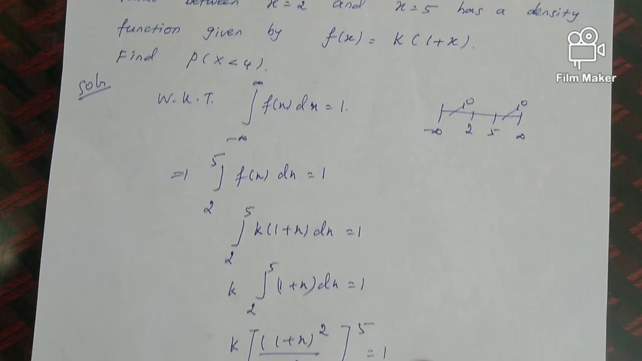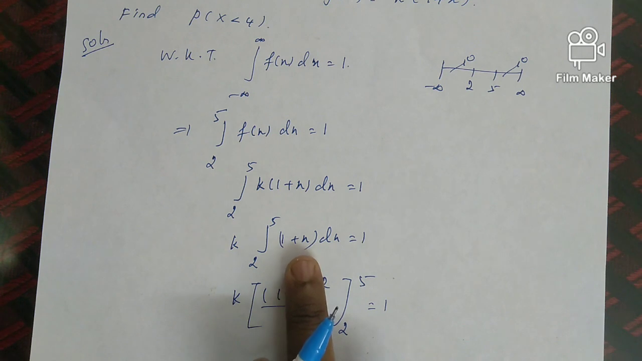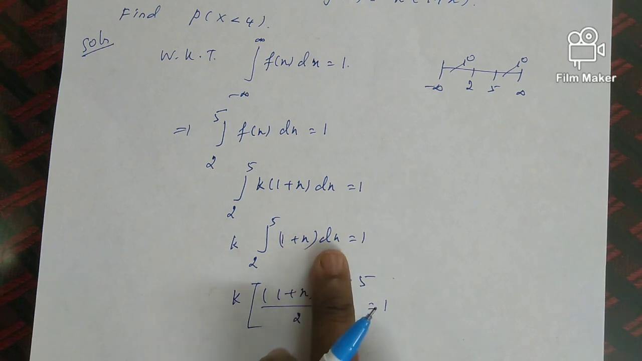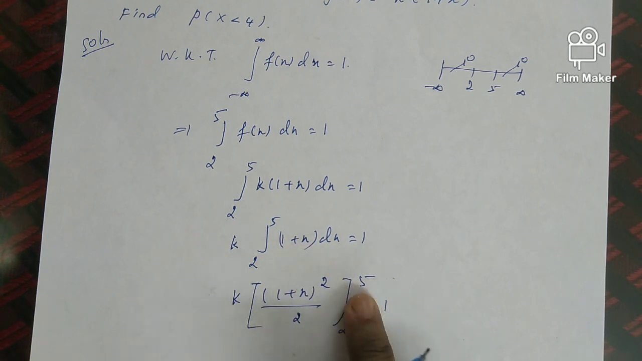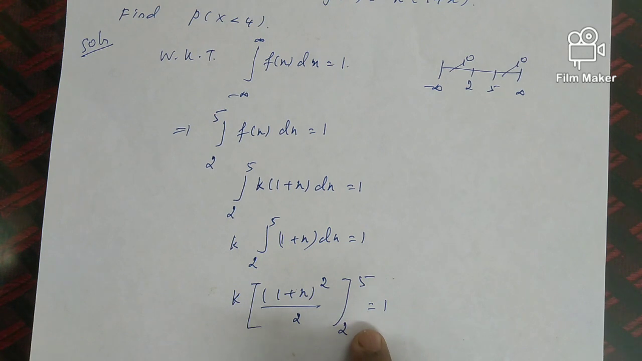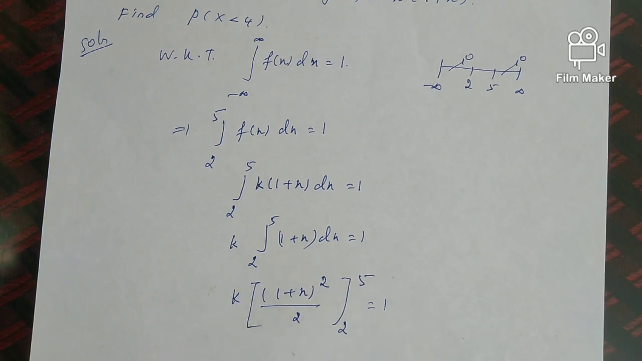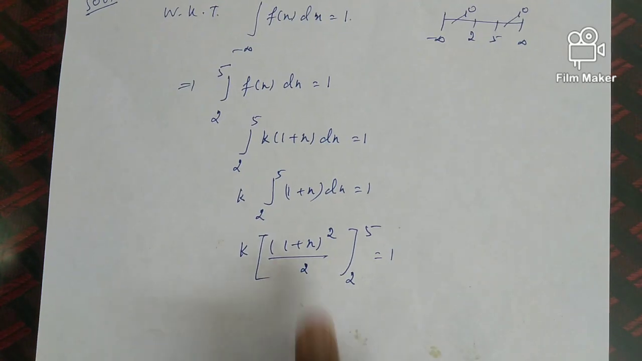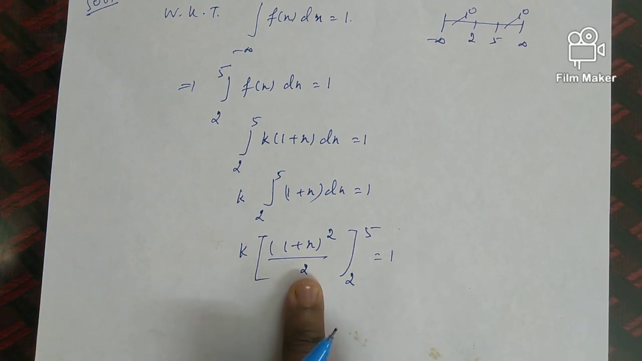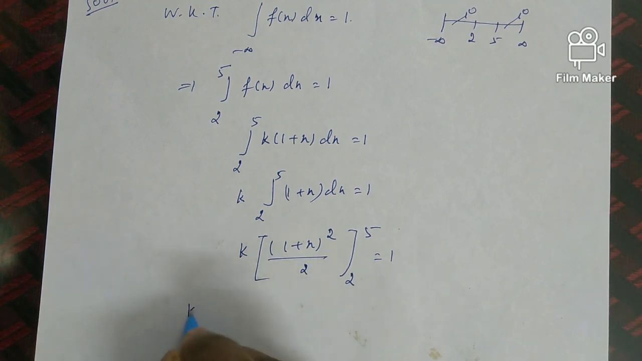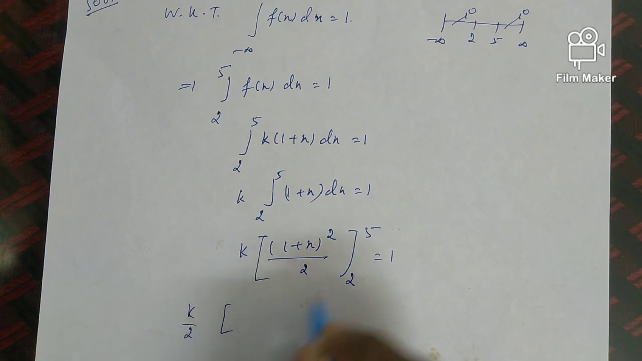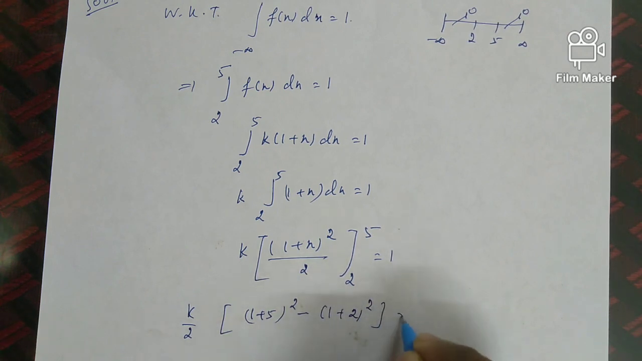equal to 1. This is of the form integral x dx, integration of x is x square by 2, with the limit 2 to 5. Now we are going to apply the limit. The upper limit is 5 and the lower limit is 2. Before applying the limit we can take the 2 also outside. So, k by 2 into the limit for x only: 1 plus 5 the whole square minus 1 plus 2 the whole square equal to 1.